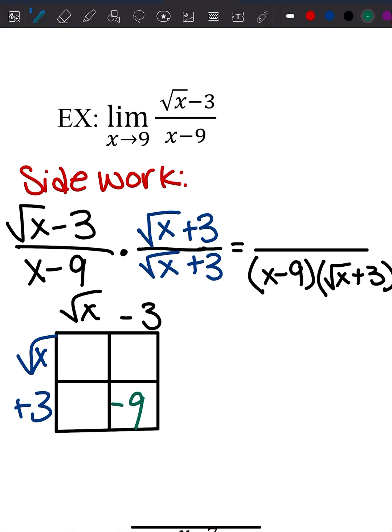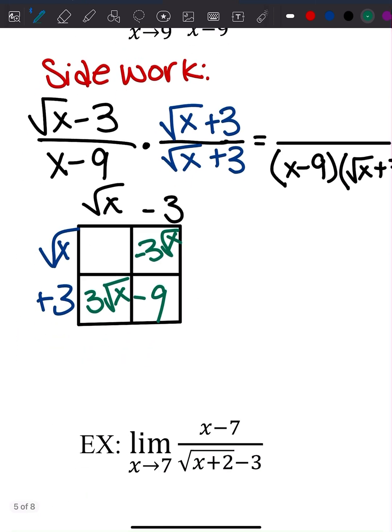We have positive 3 times the square root of x. That is just 3 square root of x. Negative 3 times the square root of x is negative 3 square root of x. And then finally, the square root of x times the square root of x. Okay, the square root of x times the square root of x is x.